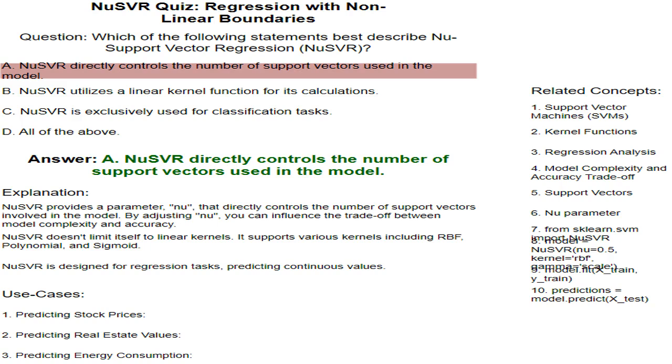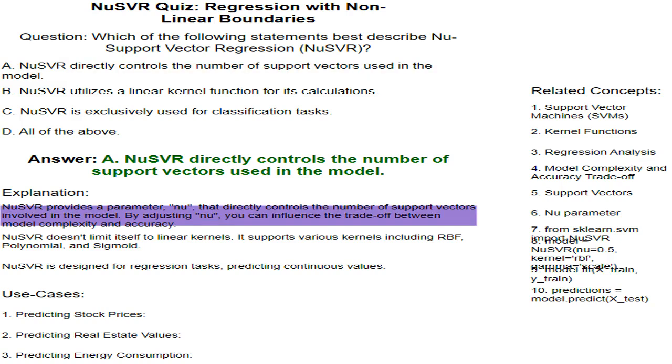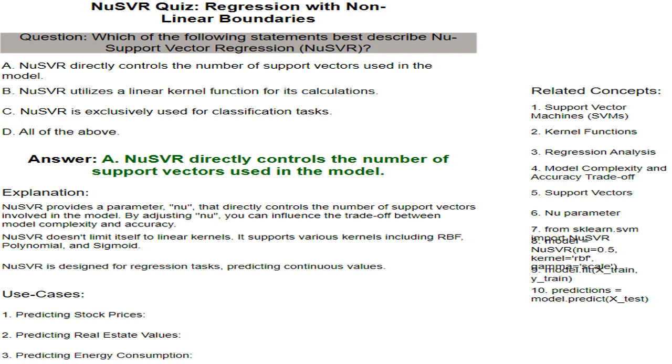A. To find the optimal hyperplane that separates two classes of data. This statement describes the purpose of a traditional support vector machine, SVM, for classification, not one-class SVM. One-class SVM is used for anomaly detection within a single class, not for separating two classes.